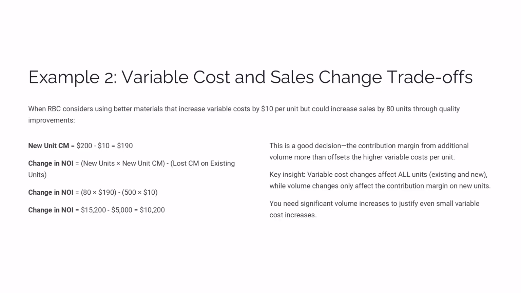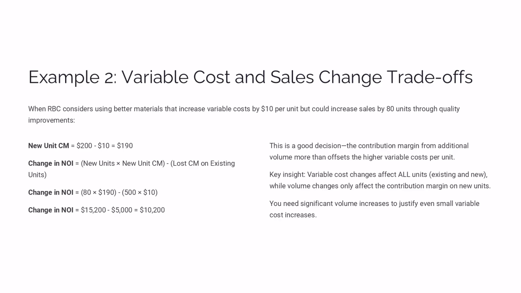The key insight that will definitely be on your exam is that variable cost changes affect all units, both existing and new, while volume changes only affect the contribution margin on the new units. So you need significant volume increases to justify even small variable cost increases, which is why companies are so hesitant to improve quality if it raises costs.